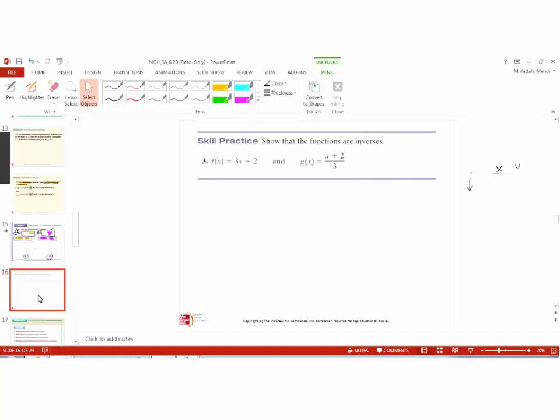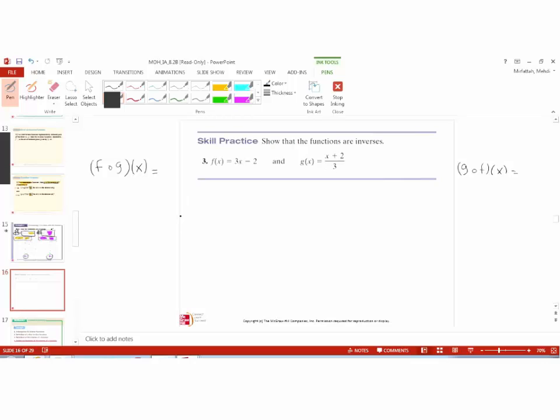So let's take a look at some examples here. If I show that these two functions are inverse of each other, I don't want you to calculate it because it's already given to you. So in this case, we need to find the composition of f with respect to g and see that come out to be equal to x, and at the same time we do g of f of x and see if that's going to be equal to x.